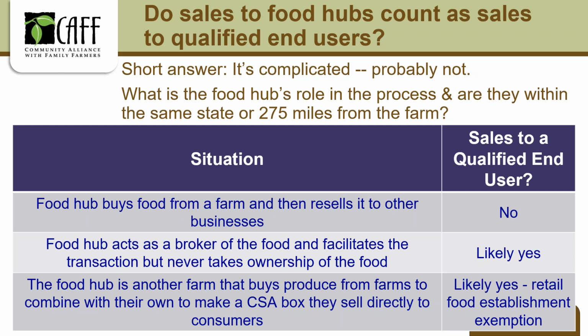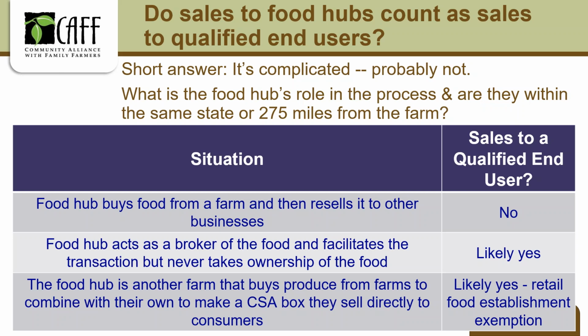And then the third situation is when the food hub is another farm that buys produce from farms and that they combine with their own to make a CSA box that they sell directly to consumers. And in that scenario, the farm that's selling, say, the carrots to farm B, who's using those carrots in their CSA box, farm A, who sells the carrots, would be able to count whatever dollars they received, for whatever revenue they had for those sales in carrots.